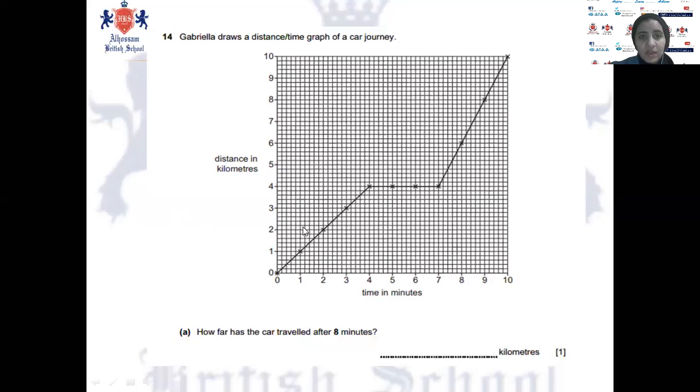Gabriela draws a distance-time graph of her journey. How far has the car traveled after 8 minutes? We have distance across time. After 8 minutes, we bring the ruler, and it is 6 kilometers. How many kilometers? 6. Excellent, 6 kilometers.